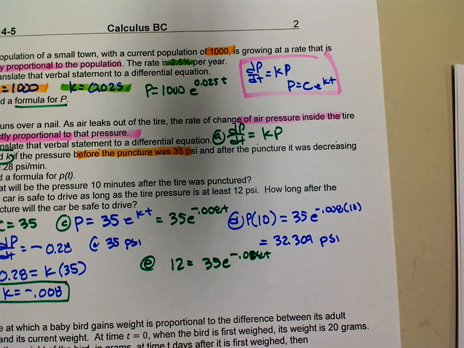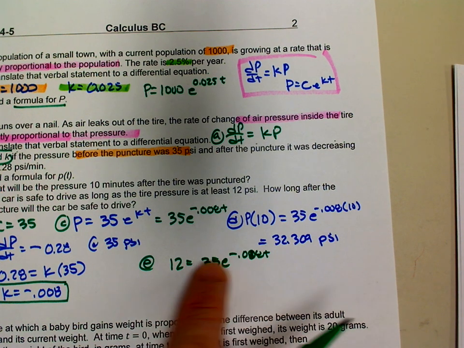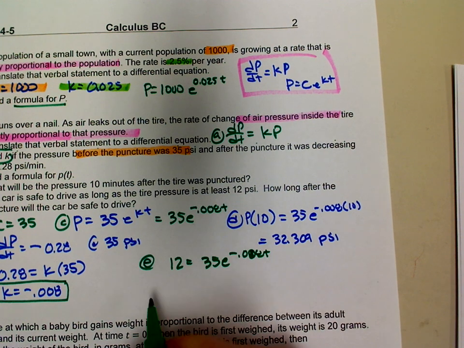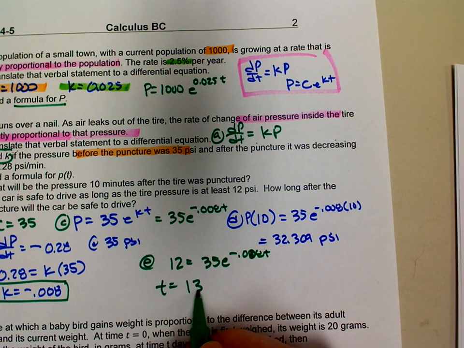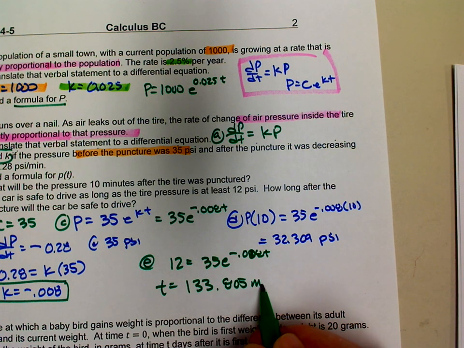Thank you. So, real quickly, you can see this is 12. We would just put that in our calculator and solve that. You can check this on your own and get 133.805 minutes.